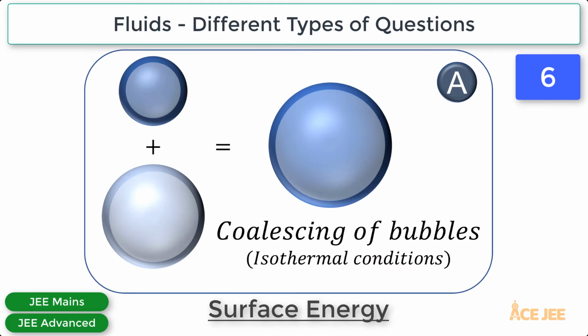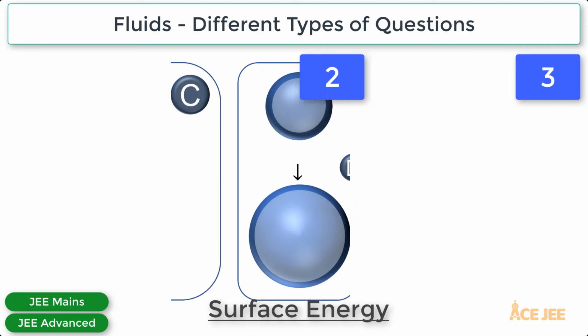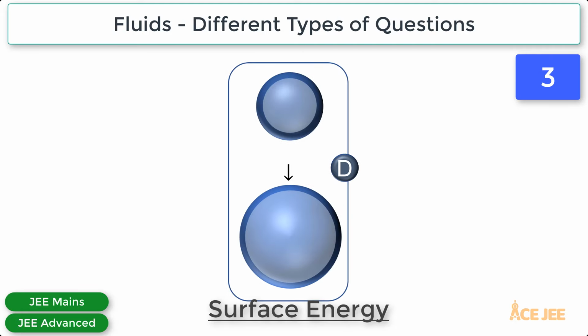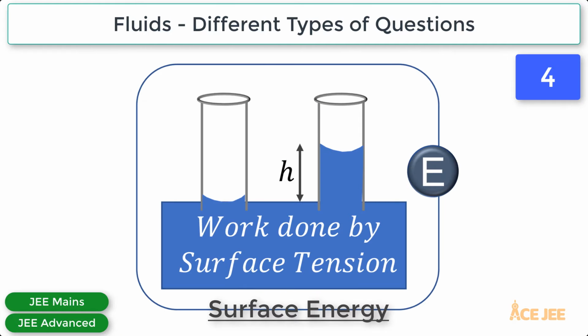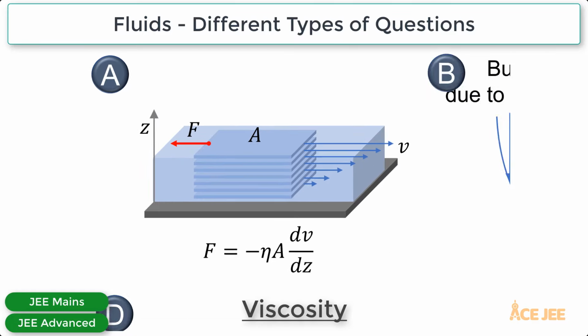Number 1, wherein you might be asked to determine the change in surface energy when two air bubbles coalesce together. In the next one, you will be asked to determine the change in surface energy when two or more liquid drops coalesce together or a liquid drop disintegrates into smaller liquid drops. In the next one, you might be asked to determine the energy required to enlarge a bubble from initial radius Ri to final radius Rf. In the last one, you might be asked to find the work done by surface tension as liquid rises in the capillary tube.